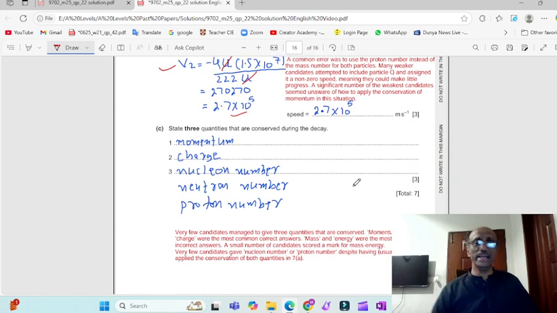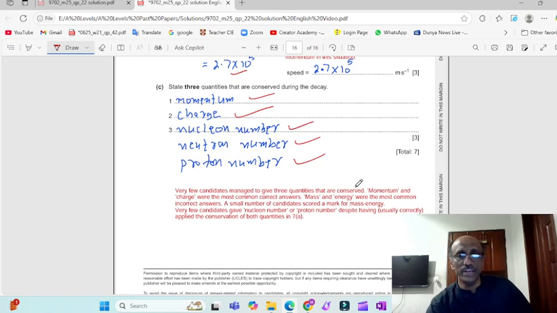State three quantities that are conserved during the decay: momentum will be conserved, charge will be conserved, nucleon number will be conserved, neutron number will be conserved, and proton number will be conserved. Very few candidates managed to give three quantities. This is a repeating question, so you have to learn and remember all these quantities. If you write down only mass, it will be incorrect.